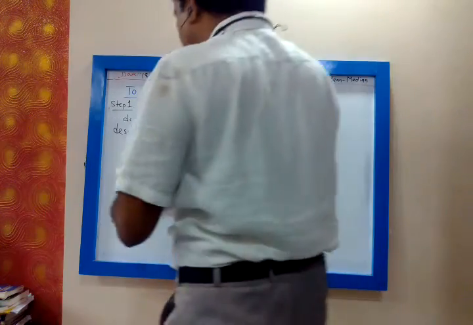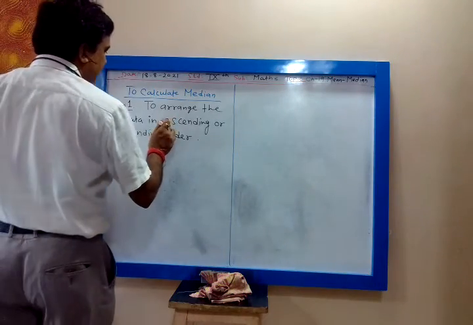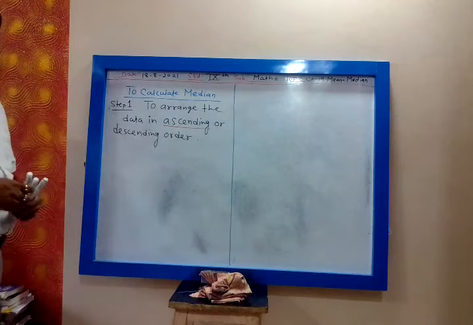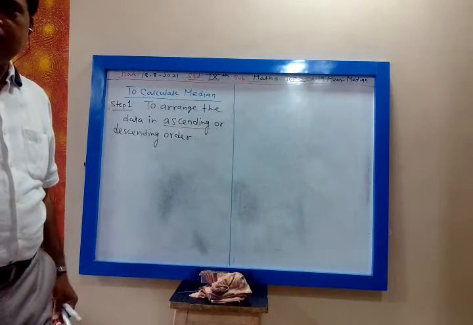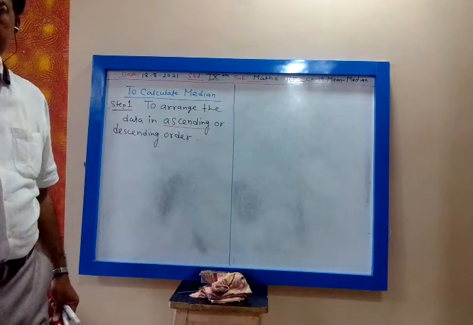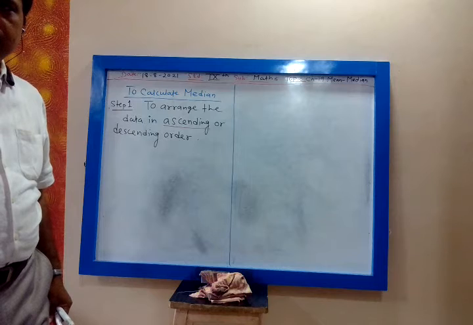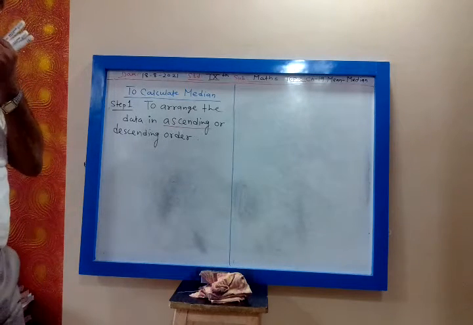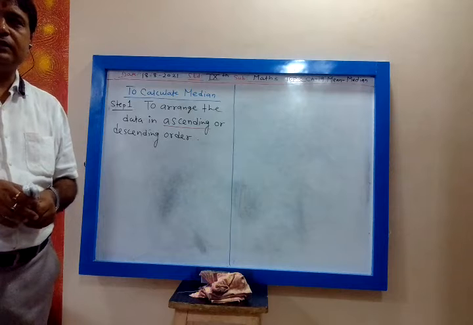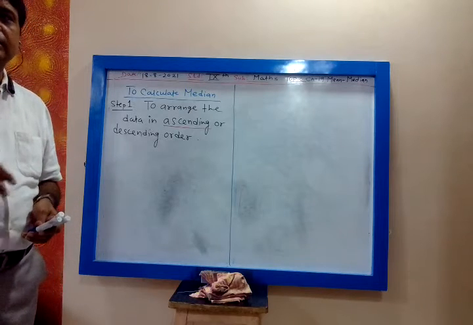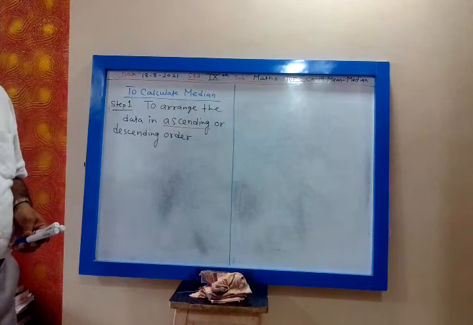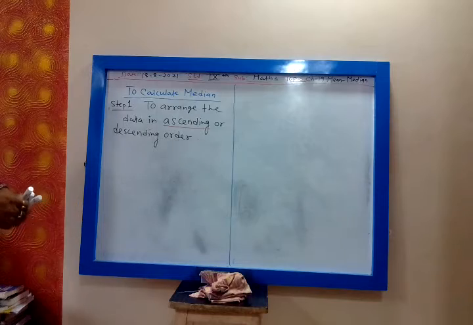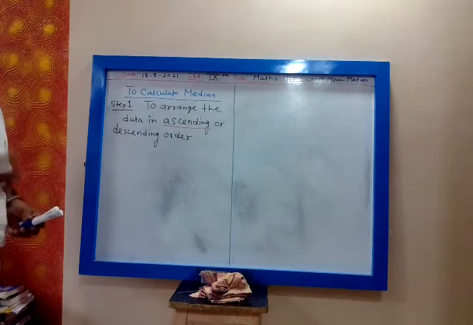Ascending will be more convenient. So first we arrange the data in ascending or descending order. Now can any one of you tell me where we have done this arrangement of ascending and descending order in chapter number 18? Range, yes. To find the range, first we arrange the data in ascending order. Then range will be highest minus lowest.